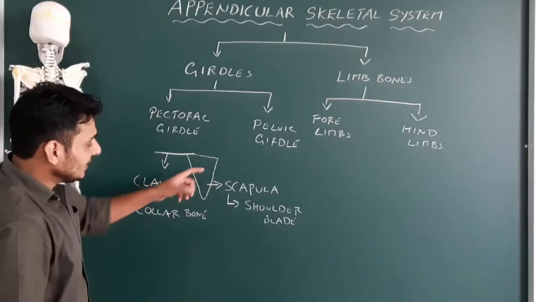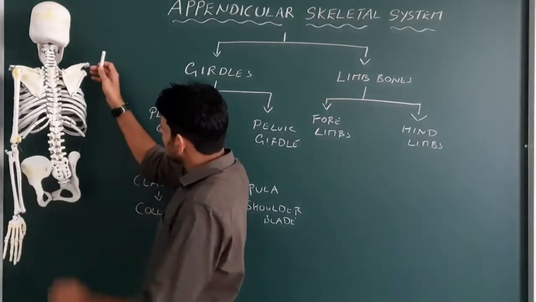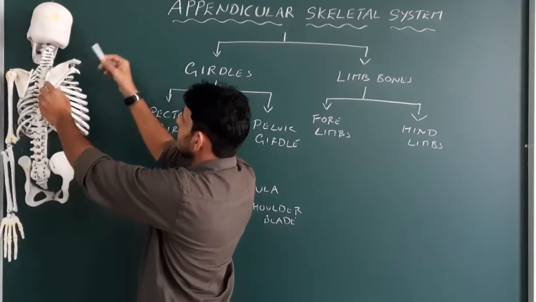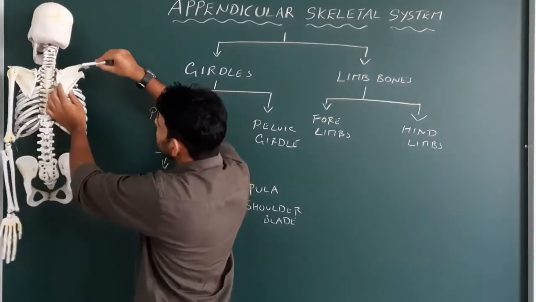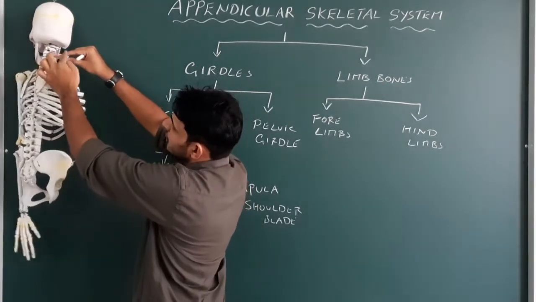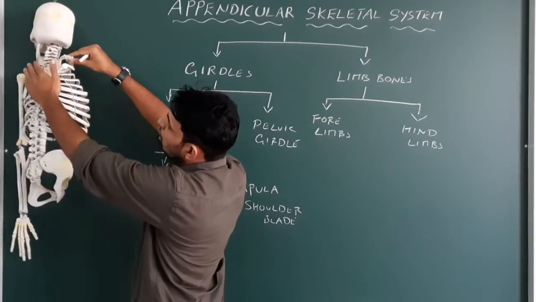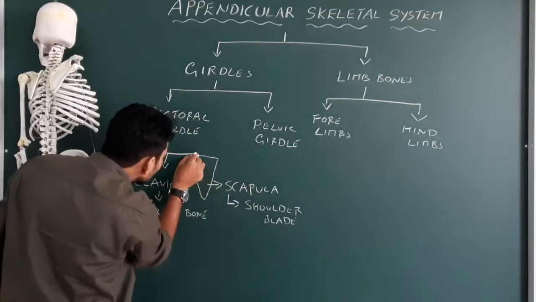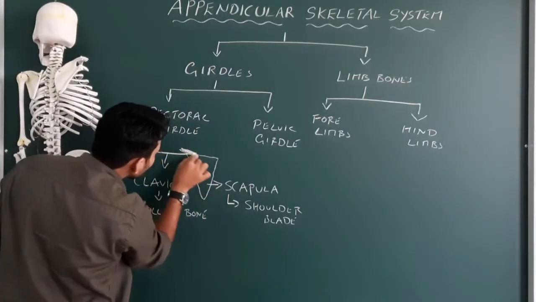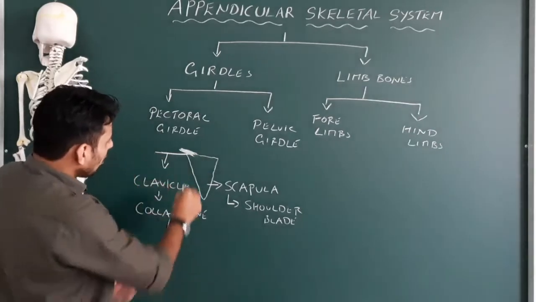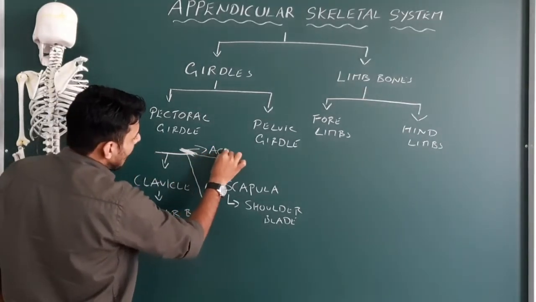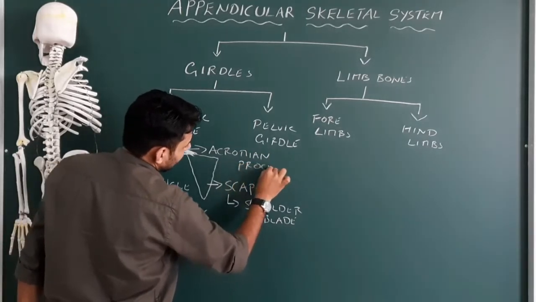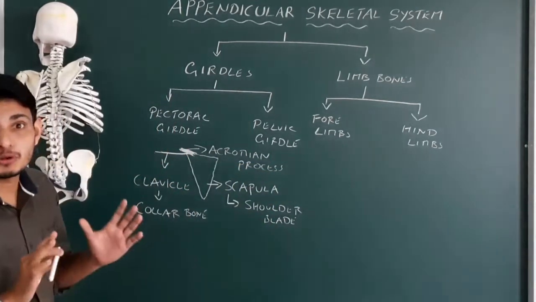The interesting part is, if you just see one of the pectoral girdles, this one is the scapula or the shoulder blade, and this one is the clavicle, and here you could see a projection, correct? A sharp projection which is coming off from the scapula. There is a projection like this on one side of the scapula. What do you call this projection? This projection is called the acromion process. We just call it the acromion process.